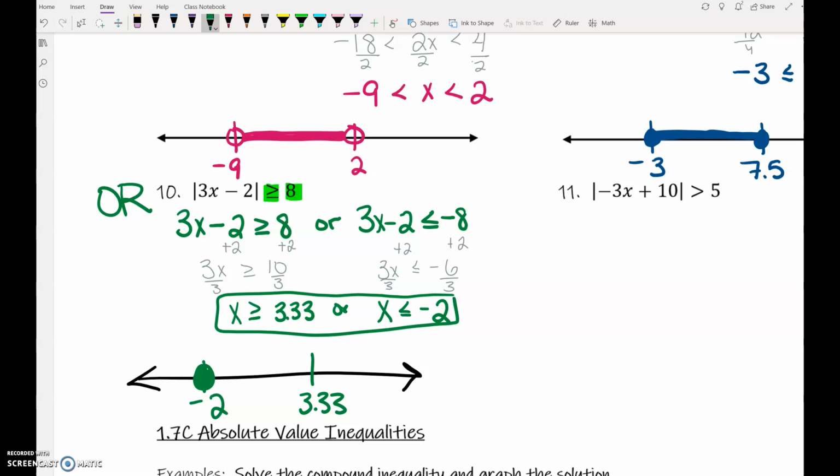Less than or equal to, greater than or equal to, so those are filled in circles. Or inequalities always point in opposite directions. But you can also look at your inequalities. X is less than or equal to negative 2. We have to shade to the left of negative 2. X is greater than or equal to 3.33. We have to shade to the right of 3.33.